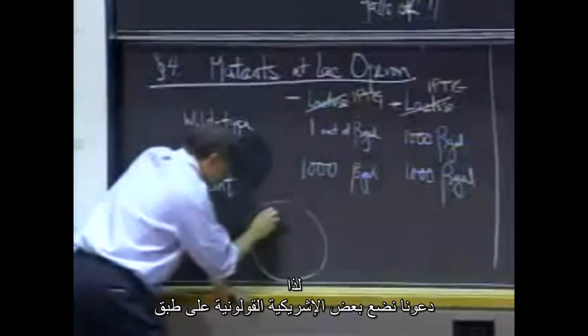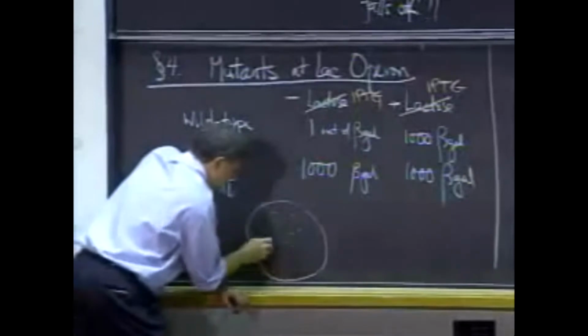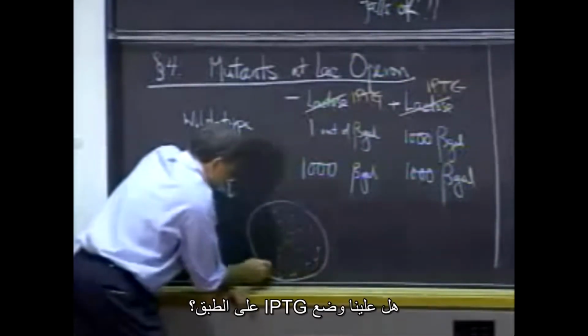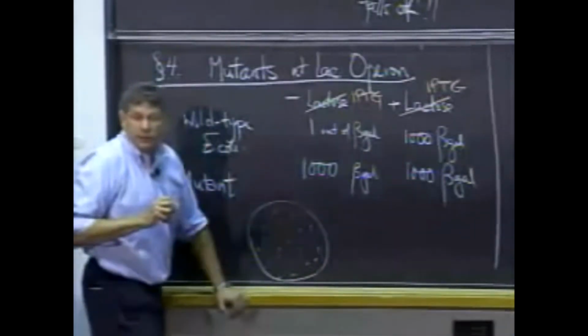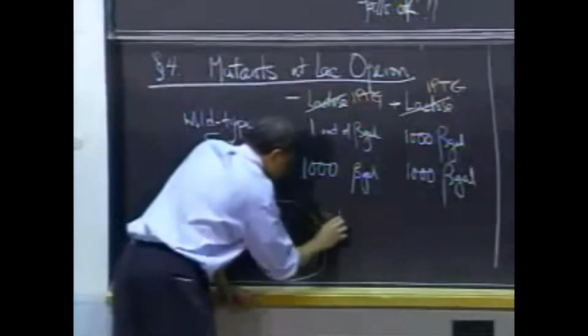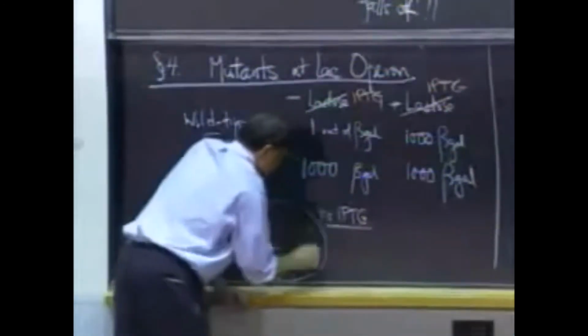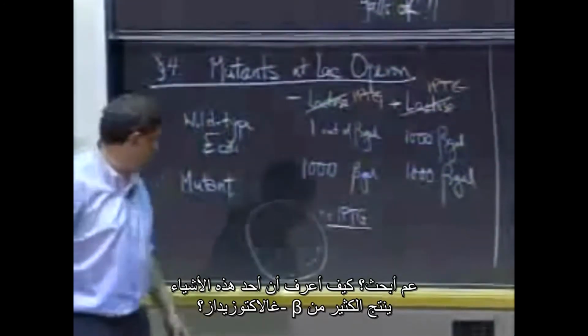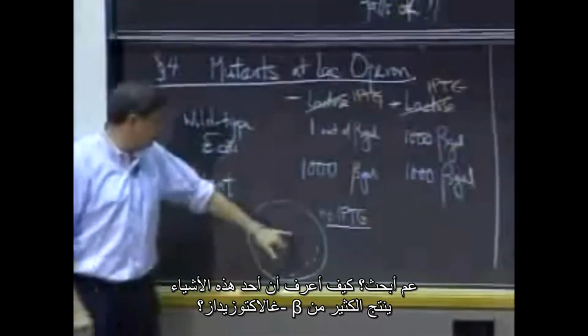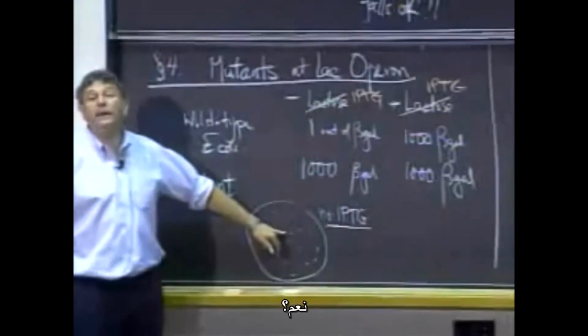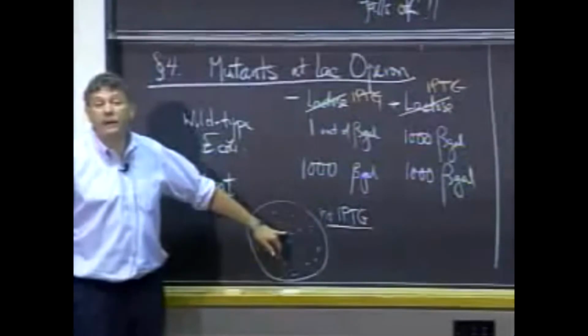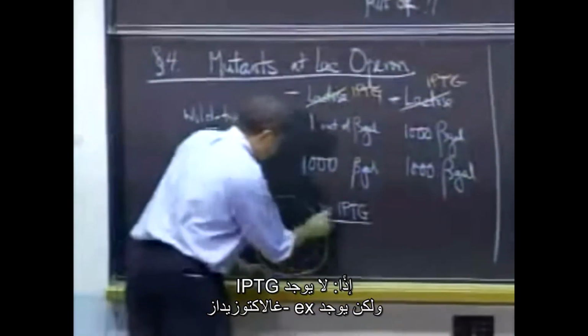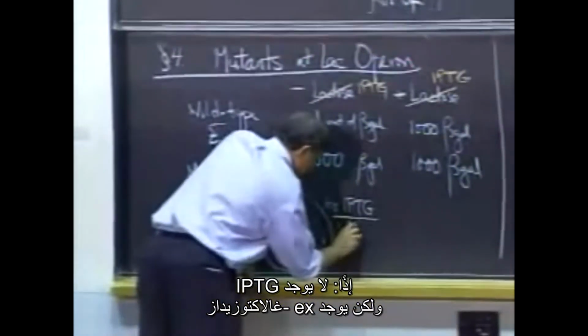So let's plate some E. coli on a plate. Should we put IPTG on the plate? No, so no IPTG. What do I look for? How do I tell whether or not any of these guys here is producing a lot of beta-gal? Yep. So no IPTG, but put on X-gal.